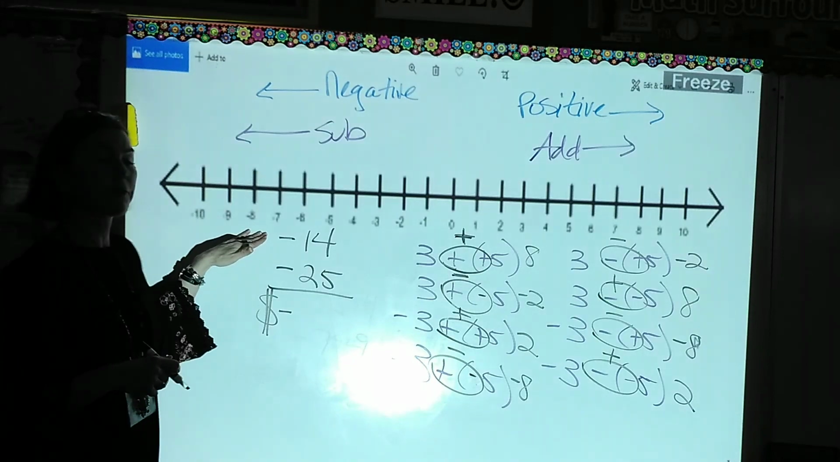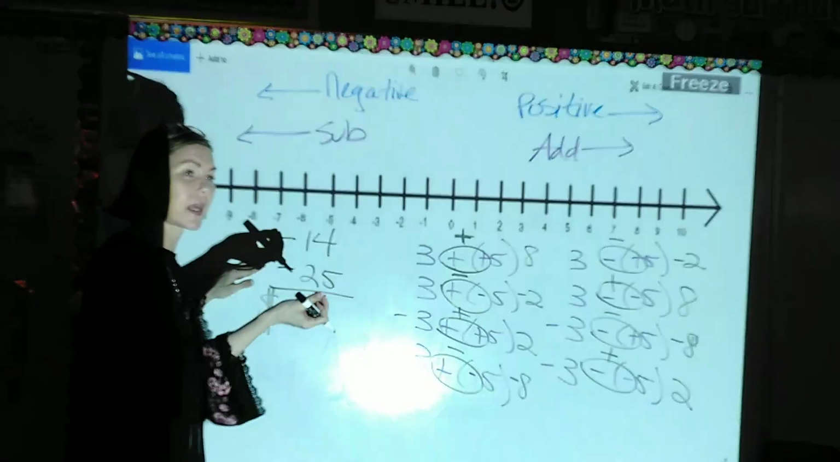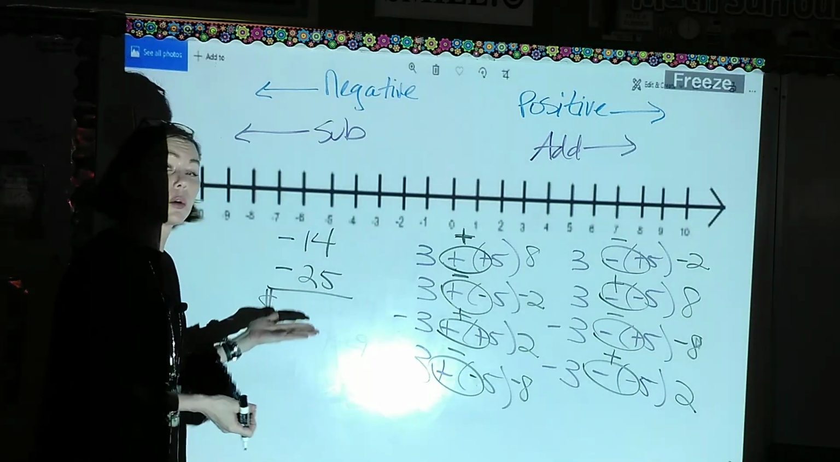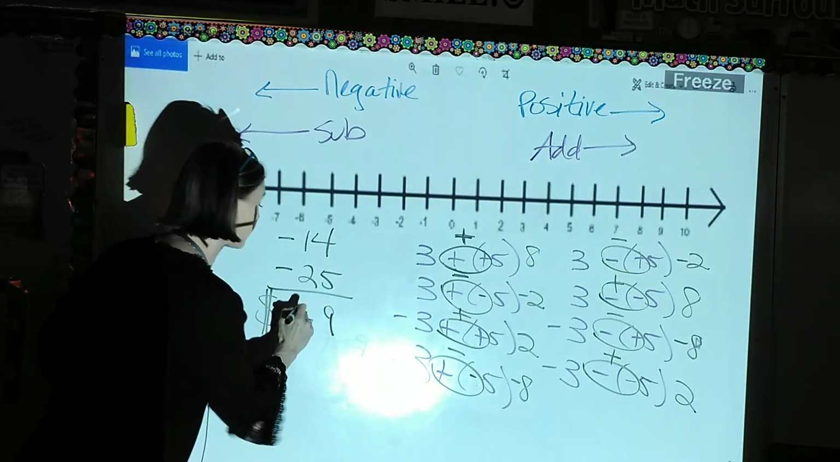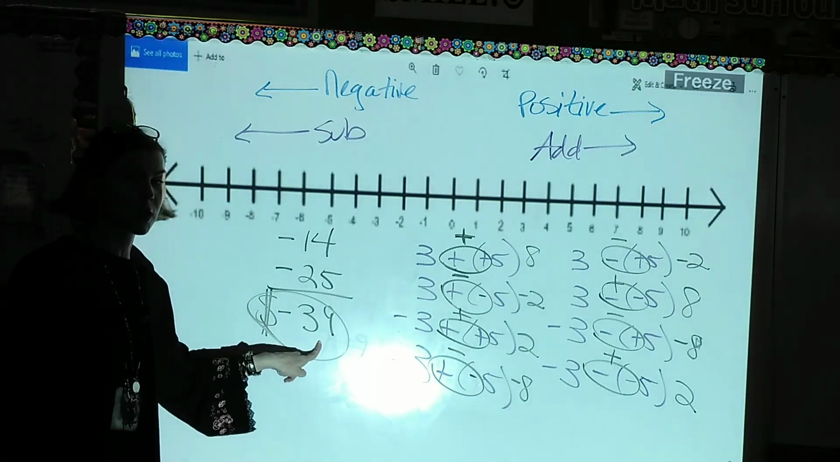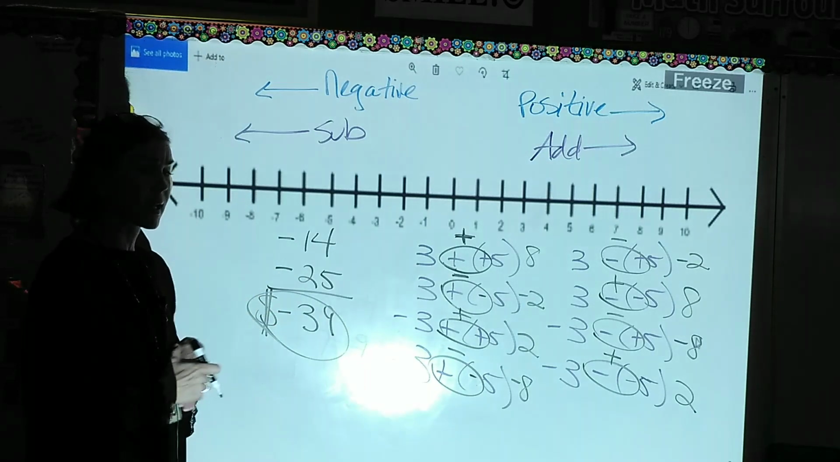Well, how much money in total do you owe your friend? Well, when you start off with a negative and you're subtracting more, you owe your friend more money. Then you're going further into the negative, okay? And so all you have to do at this point is just add these numbers. So 4 plus 5 is 9, 1 plus 2 is 3. So you owe your friend a total of $39. So if you think of it in terms of money, it kind of makes it easy.